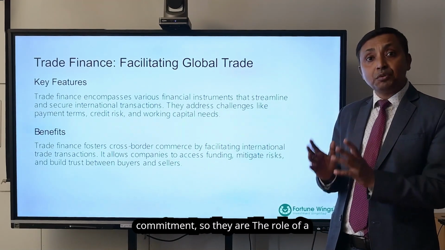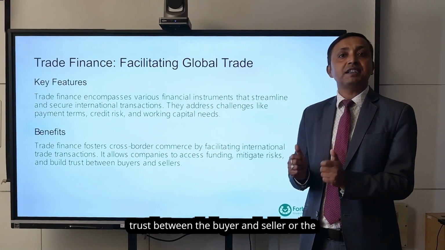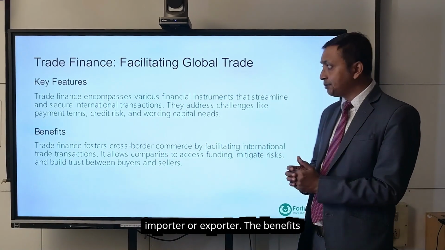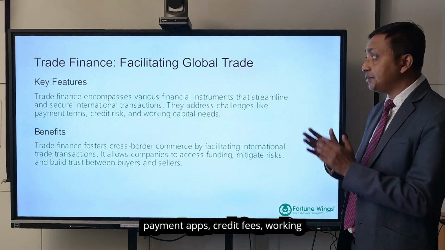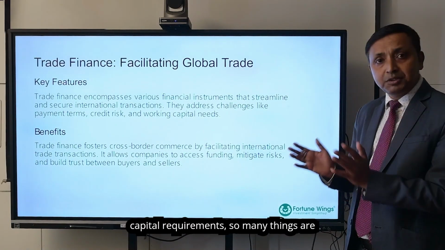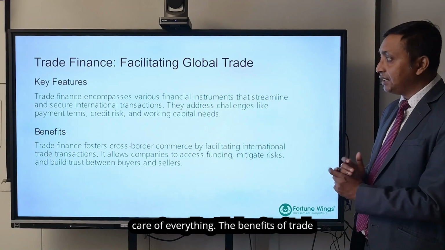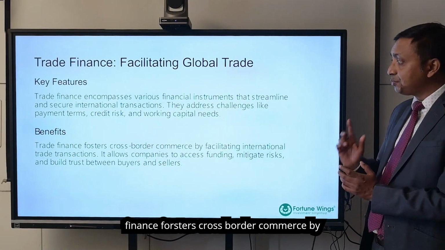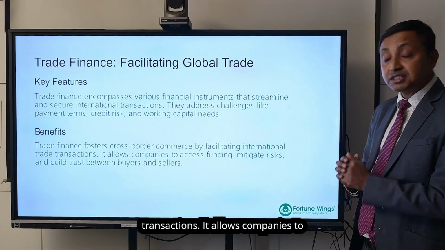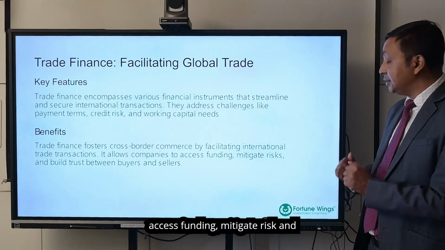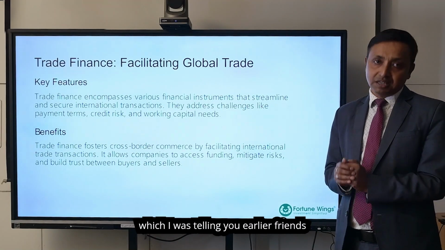So there, the role of a bank is very unique, which builds trust between the buyer and seller, or the importer and exporter. The benefits of trade finance: as I've told you, payment terms, credit risk, working capital requirements, so many things are there. The bank as an organization will take care of everything. Trade finance fosters cross-border commerce. By facilitating international trade transactions, it allows companies to access funding, mitigate risk, and build trust between buyer and seller, which I was telling you earlier.